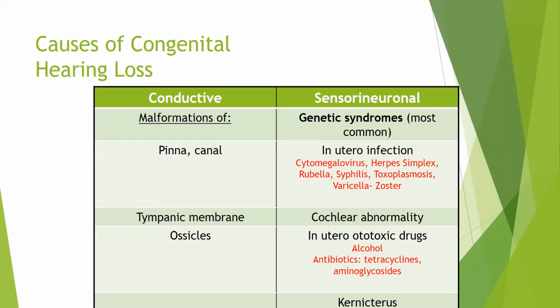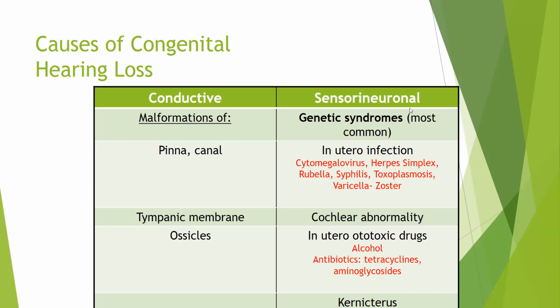Okay, so let's talk about some congenital causes of hearing loss. So we've got conductive hearing loss, which can be caused by malformations in the pinna and either the canal, which would not allow sound to come through. You can have a tympanic membrane problem or a problem with the ossicles where they're not actually conducting that sound down into the middle ear. Sensorineural hearing loss can be caused by genetic syndromes. This is the most common. The most common cause of sensorineural hearing loss is a genetic problem. The most common cause of pediatric hearing loss in general is conductive hearing loss.